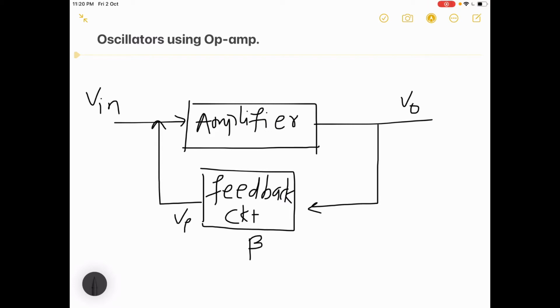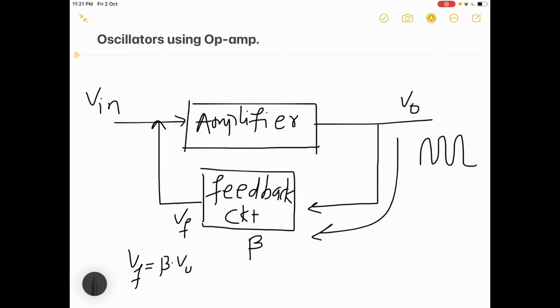Then the output of the feedback is V suffix f, right. So, here Vf we can write as beta into Vo. Vo from this part is given to the feedback circuit. So, Vf equals beta into Vo. It is a type of feedback in which a part of the output is fed back to the input via a feedback circuit. If the signal which is fed back is of proper magnitude and phase, then the circuit produces alternating currents and voltages. That means it is the oscillator, right.